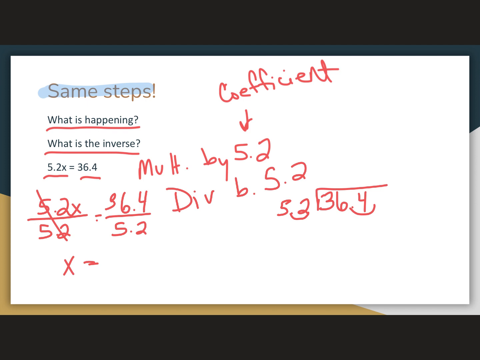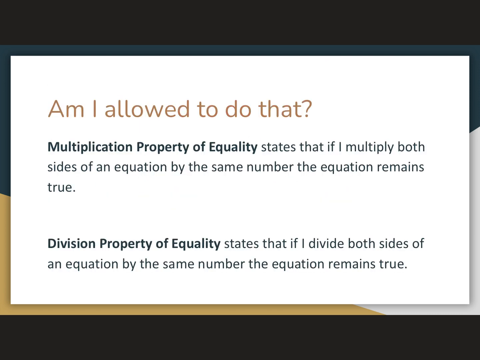So now I have 52. How many times does 52 go into 364? So 52 goes into 364 7 times. 7 times 52 is 364. So the answer here is x equals 7. Okay.